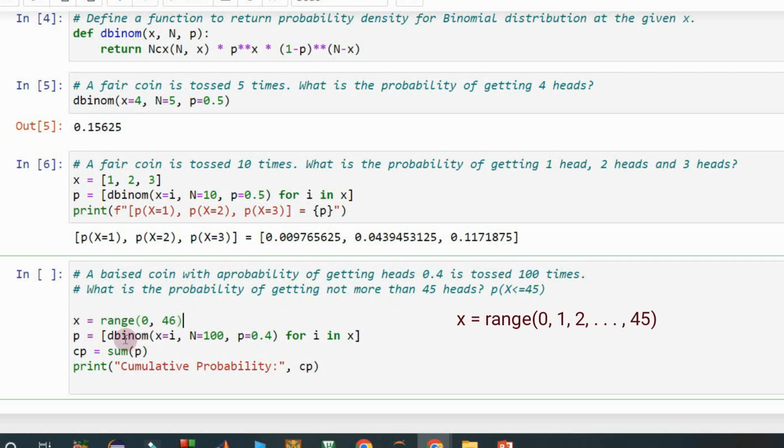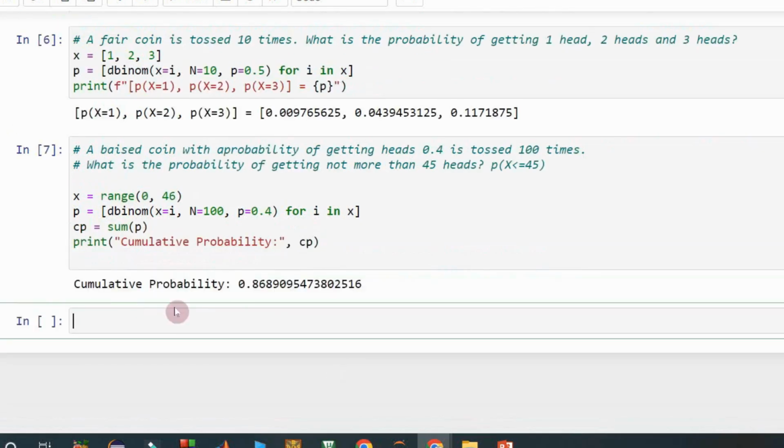We need that. And then I am using a list comprehension here with the number of trials n equal to 100 and the probability of getting heads is 0.4 since it is a biased coin as per the problem statement. Then we will get p as a list. In that list, the first element is nothing but the probability of getting 0 heads. The second element represents the probability of getting 1 head. And the third value represents the probability of getting 2 heads. And the last value represents the probability of getting 45 heads. If I find the sum of all those probability values available in p, I will get the cumulative probability. Then I am going to display that cumulative probability, which is nothing but P of x less than or equal to 45, by using a print function.